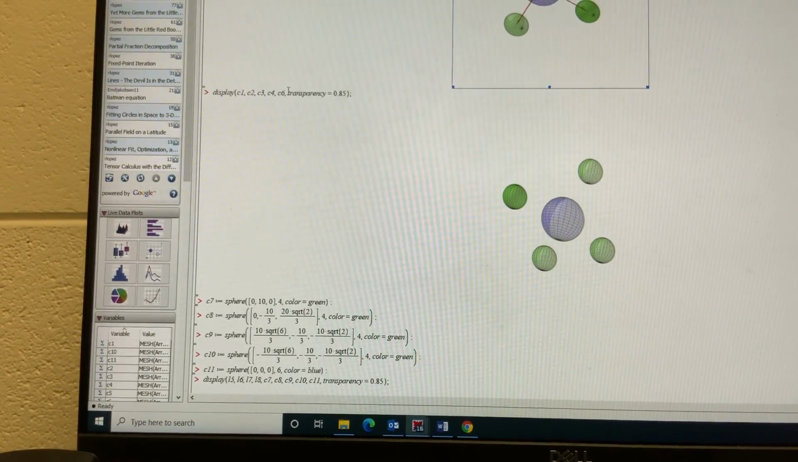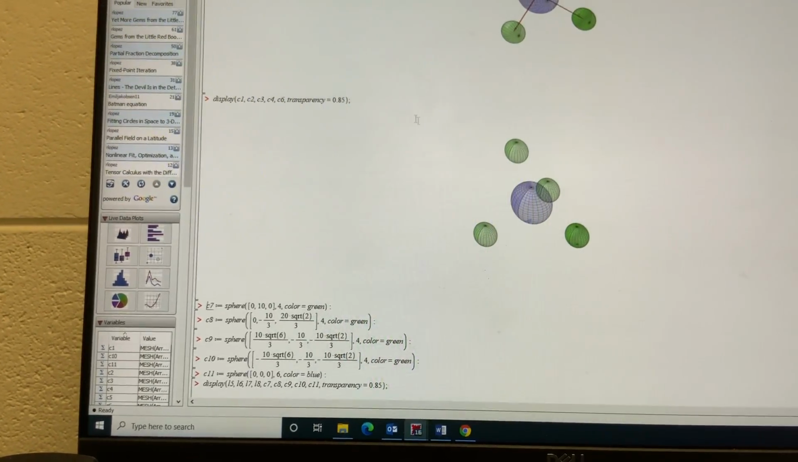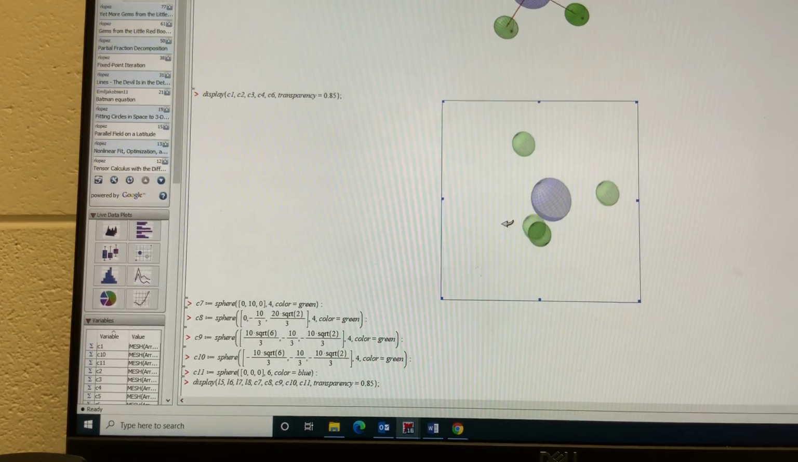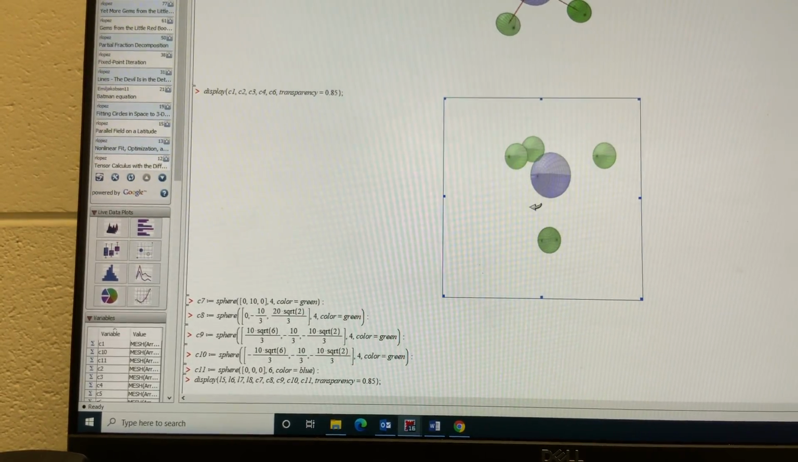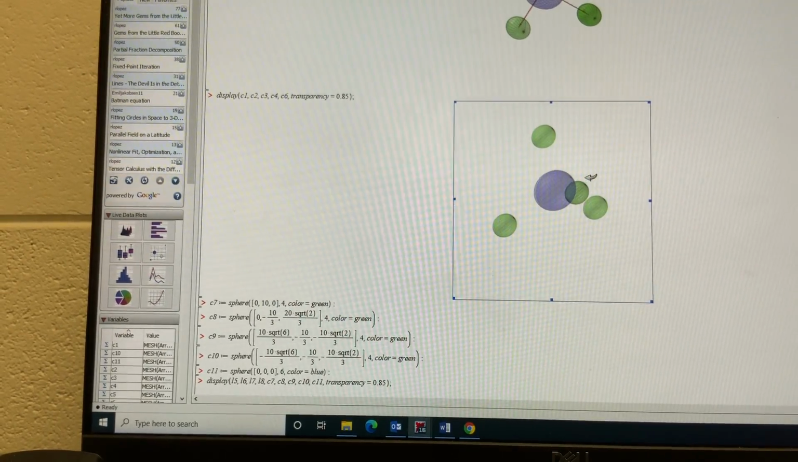Okay, if I don't want the vectors and I want the transparency to stay the same, I can just do the display on those spheres. Okay, and so you can see the interaction between the carbon and the hydrogens at the same transparency, 0.85, that we've used.